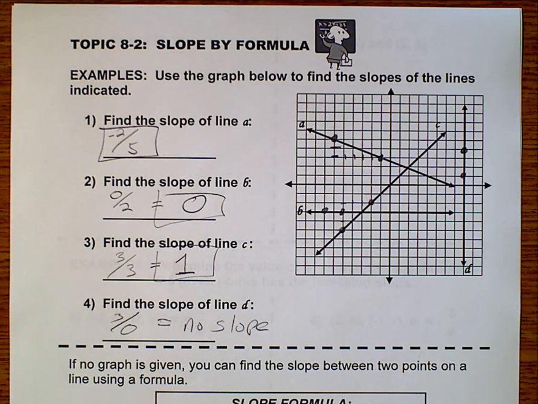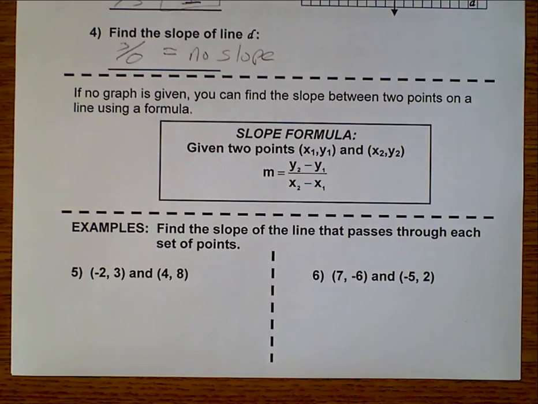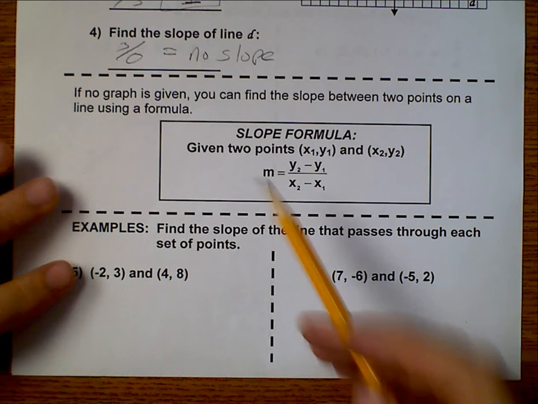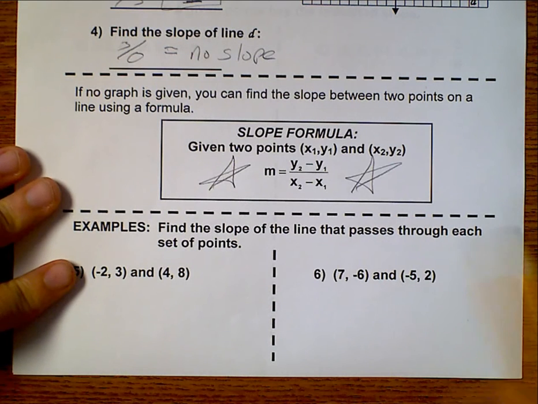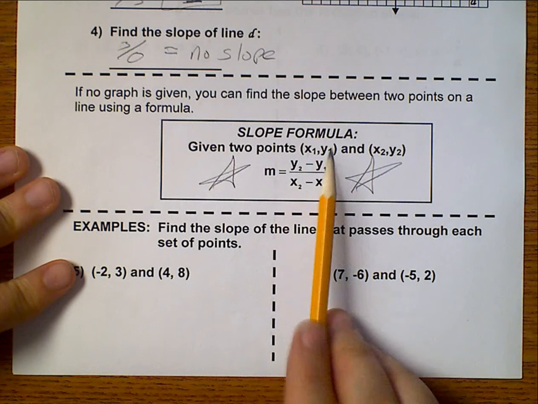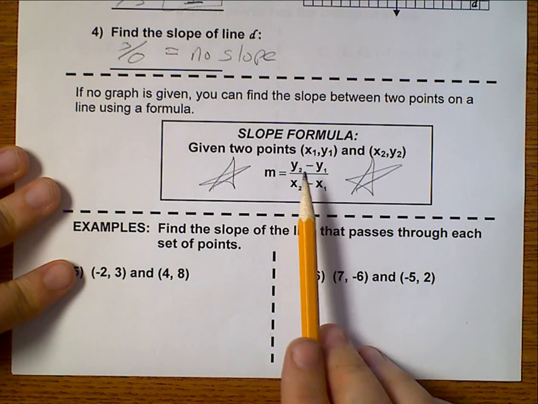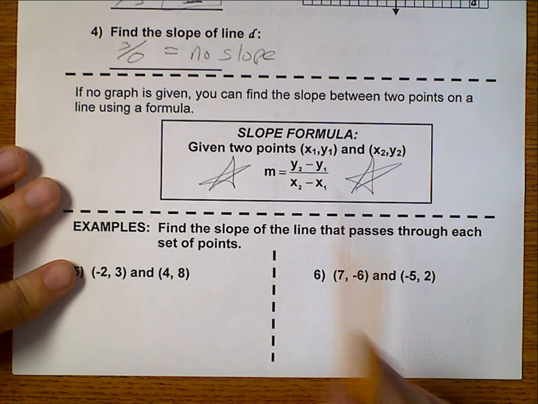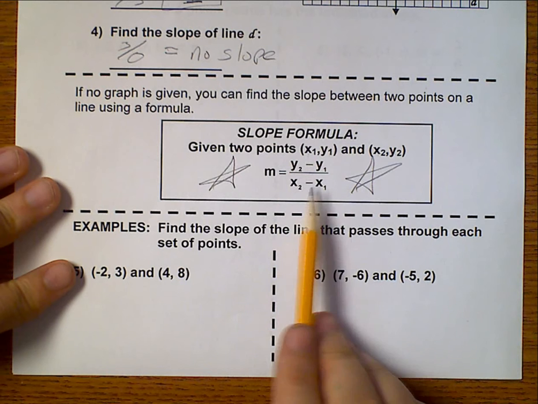Now, a lot of times we're not given a graph. We're just given 2 points, and we need to find what the slope is from there. And so for that, we have the slope formula. So given 2 points, x1, y1, and x2, y2, my slope is given by finding the change in y, y2 minus y1, over the change in x, x2 minus x1.